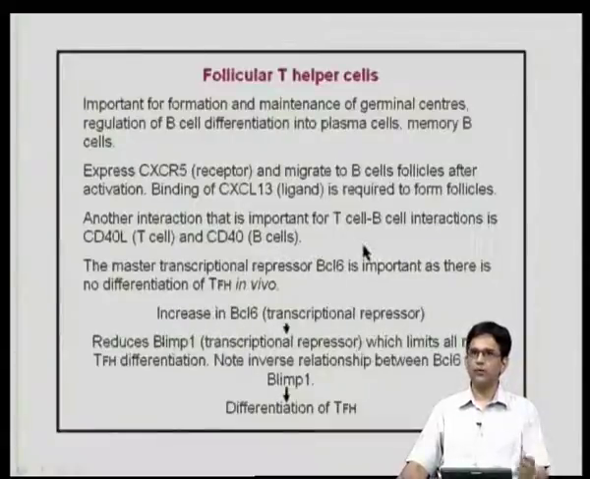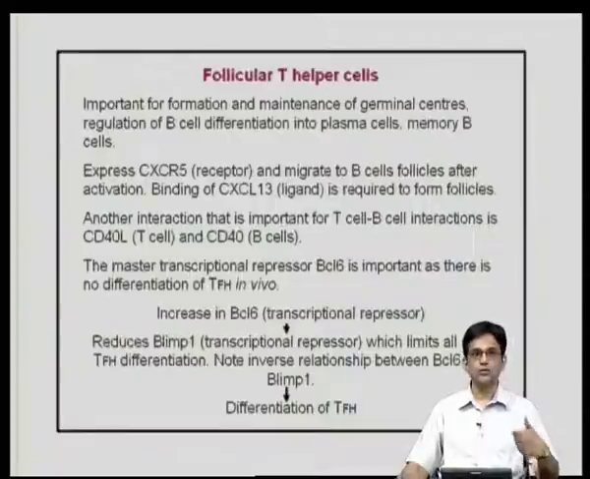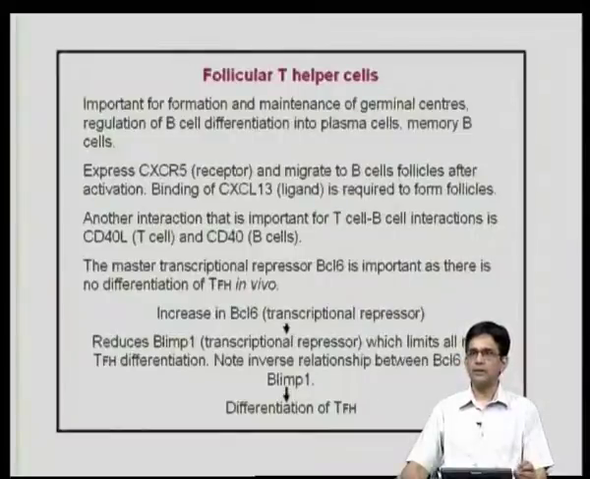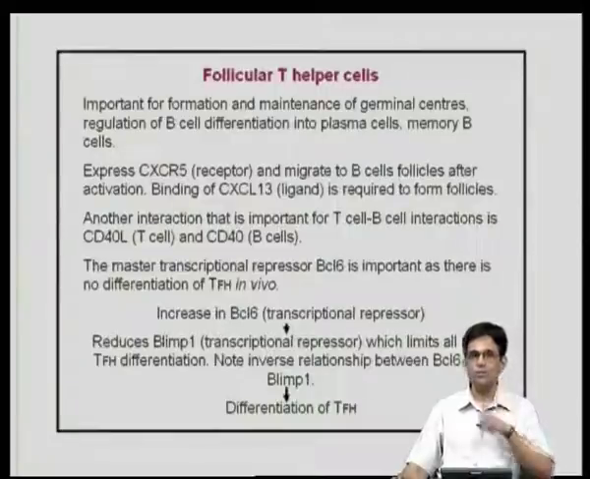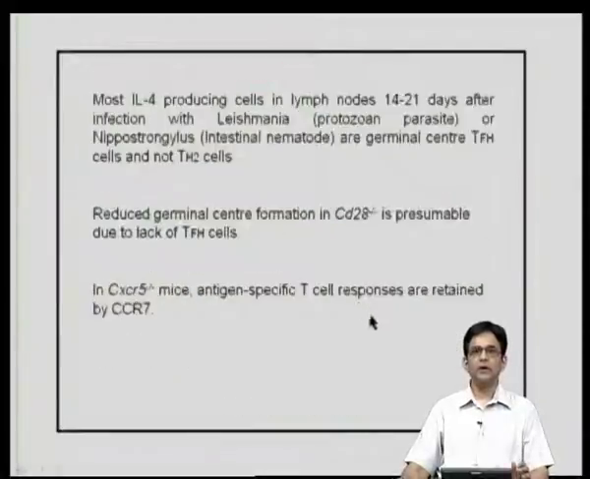Now, coming back to follicular T helper cells, a distinguishing transcription factor for follicular T cells is BCL6. In fact, if there is no BCL6, there is no differentiation of follicular T cells in vivo. What is important to understand is that BCL6 expression results in reduction in BLIMP1, which is a transcriptional repressor. Now, the absence of BLIMP1 ensures that these cells will differentiate only as follicular T helper cells. In fact, there is an inverse relationship between BCL6 and BLIMP1, ultimately leading to differentiation of these follicular T cells.